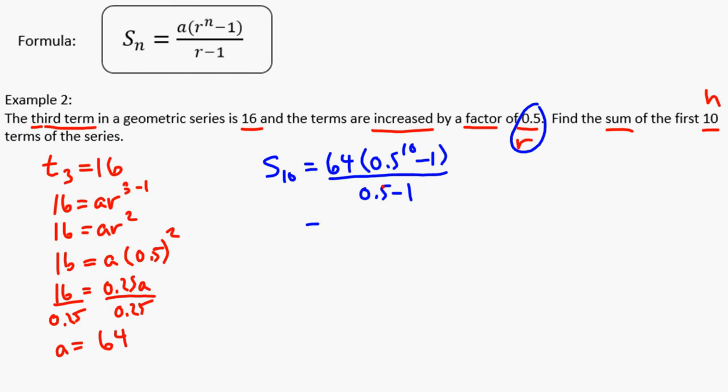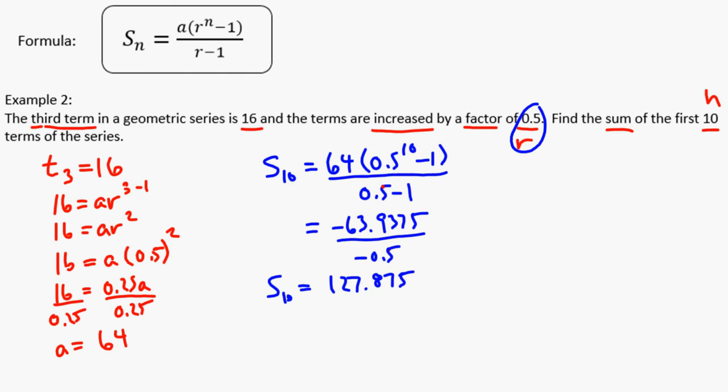The numerator, if I put that in my calculator, I get negative 63.9375 all over negative 0.5, and so S10 is equal to 127.875. So the sum of the first 10 terms is 127.875. All right, let's go to the last example.